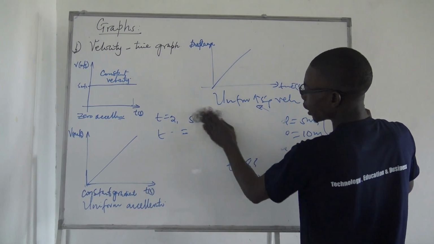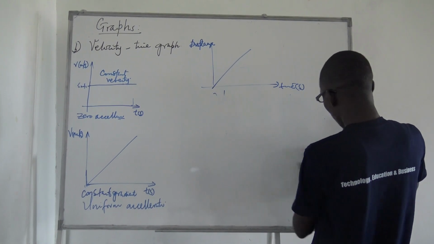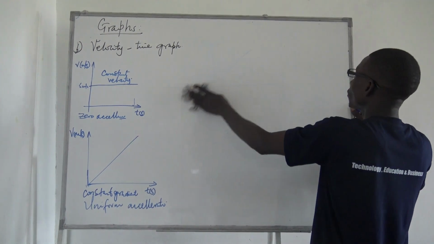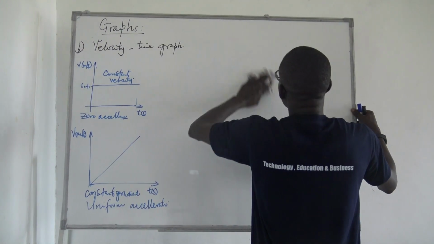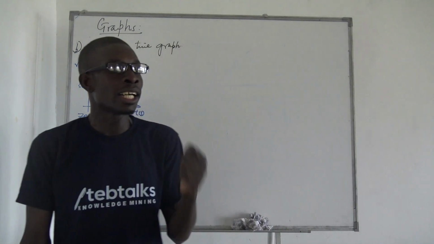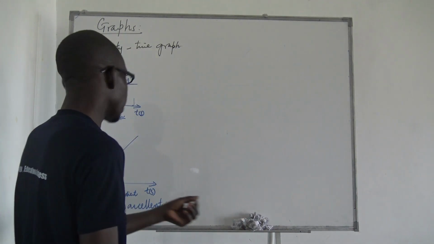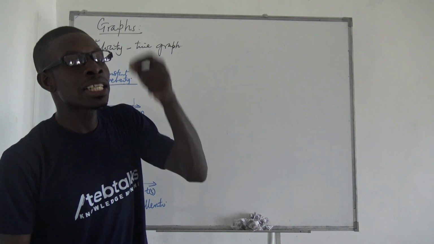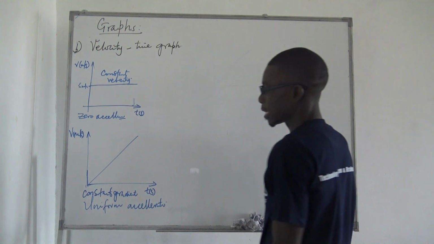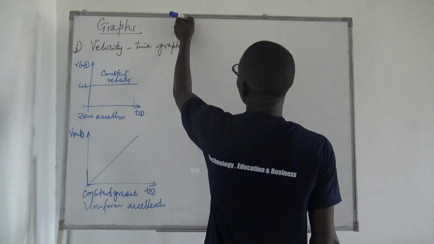So we need to make more clarity on uniform velocity and uniform acceleration. Uniform velocity is when we are changing our distance by the same amount in the same time interval. Is that okay? And uniform acceleration is when we are changing the speed by the same amount in the same time interval. That is what we call uniform acceleration.